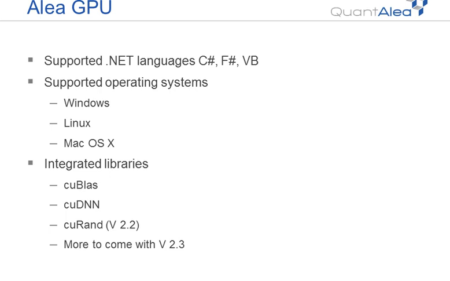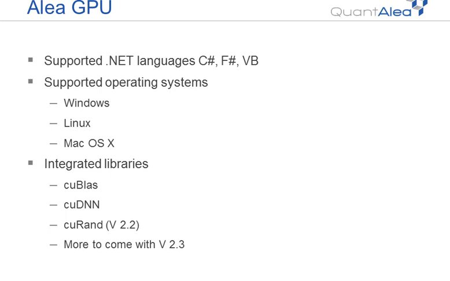The supported operating systems are, of course, Windows, Linux, Mac OS. On the Linux side, we also support ARM, so that you can actually work with the Tegra Jetson kit as well. The integrated libraries that we have so far is cuBLAS, cuDNN, cuRAND in version 2.2, and more are scheduled for version 2.3 and later.